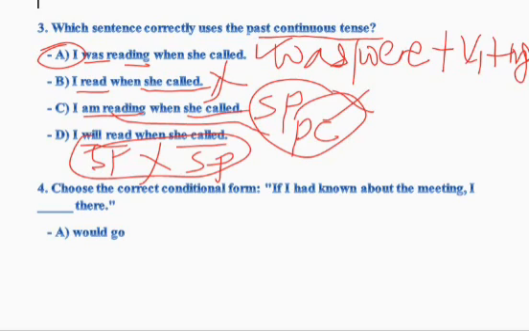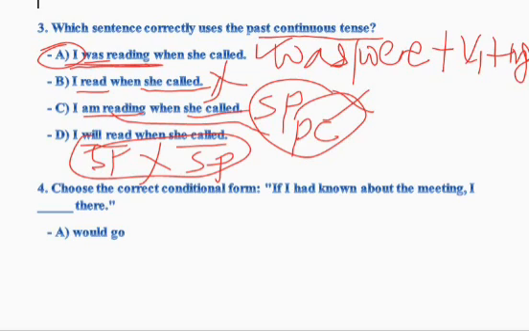When she called, the person who is telling us what was going on at the time was saying that he was reading. This is past continuous tense. The past continuous tense is here, this one.